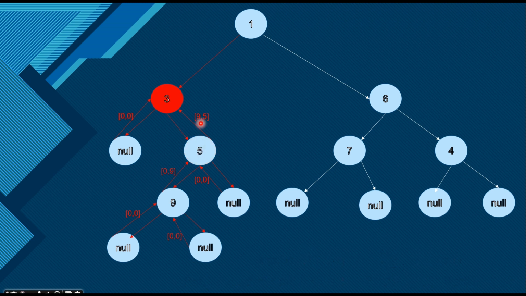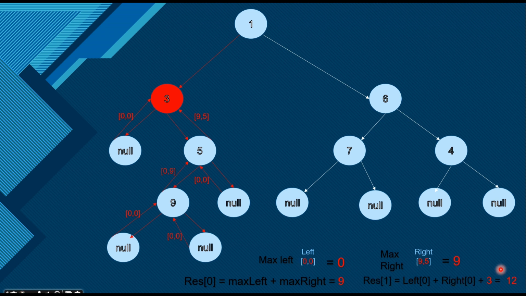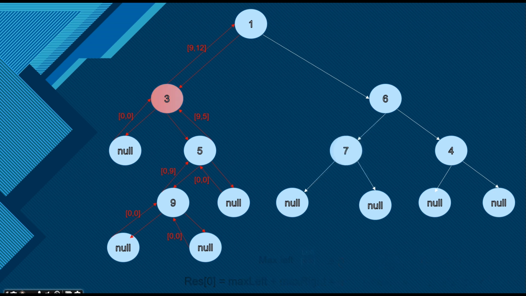Now at 3 we will again do the same. So at 3 we are getting 0 comma 0 from the left, so the maximum is 0. On the right we are getting 9 comma 5, the maximum value is 9. For the first element of the resultant array it will be max left plus max right, that is 0 plus 9, that is 9. The second element will be 0 plus 9 plus 3, that is 12, because left 0 is 0, right 0 is 9. So 9 plus 0 plus 3, the current node, that is 12. So we will return 9 comma 12 from 3.